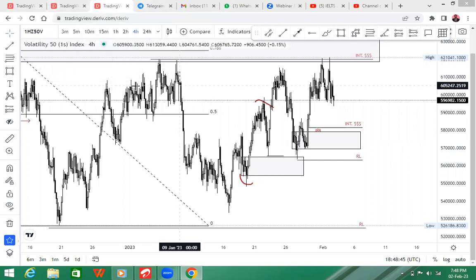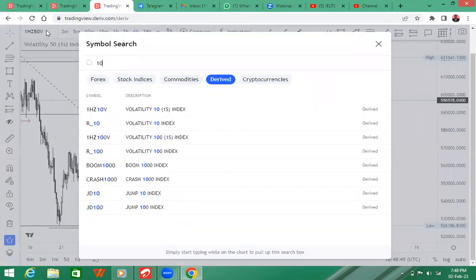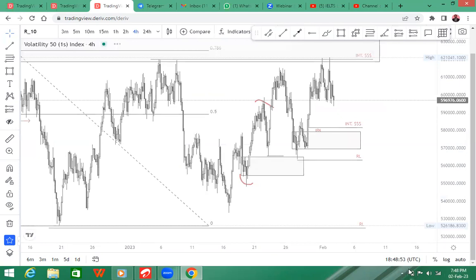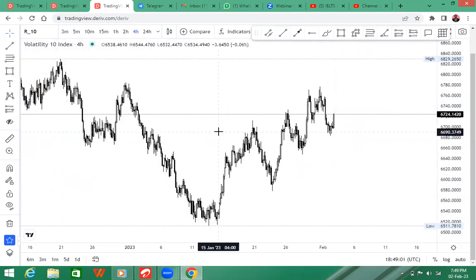So let's keep an eye on this, guys. Let me see. It's 10. Okay, 51%. Let's see if we can get 10. Okay, VIX 10. I was buying VIX 10. Yeah, I'm still in this buy.